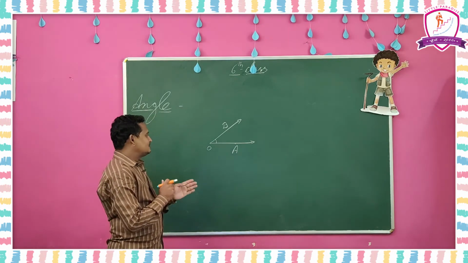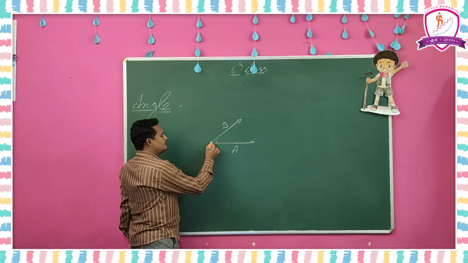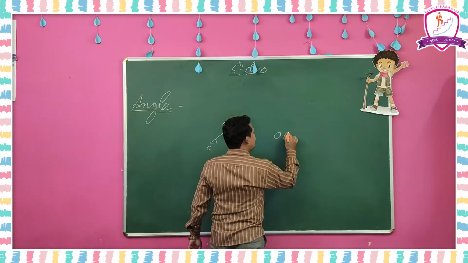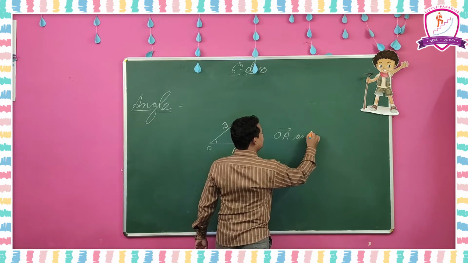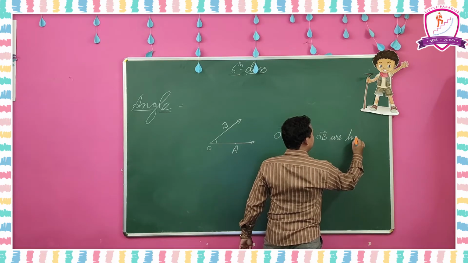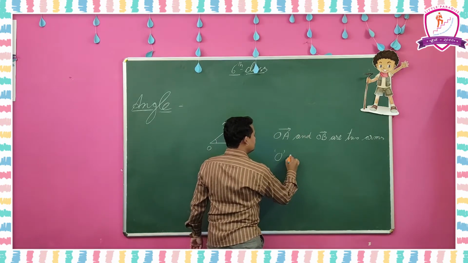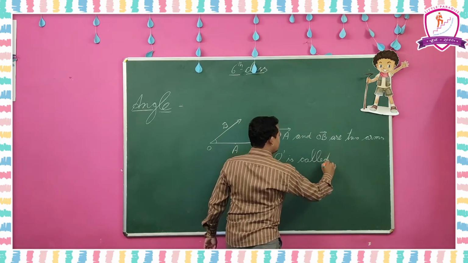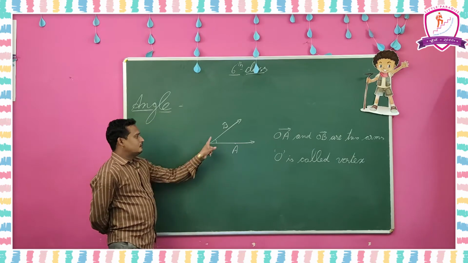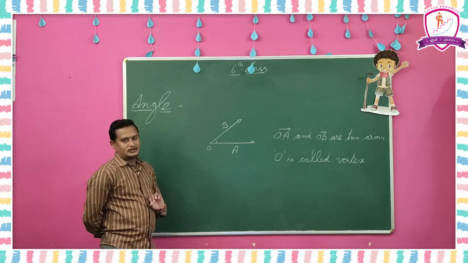Understood? So angles form at the initial point of two rays. This point is also called the vertex. O is called the vertex, and OA and OB are the two arms. So OA and OB are the arms and O is called the vertex. Vertex means corner.